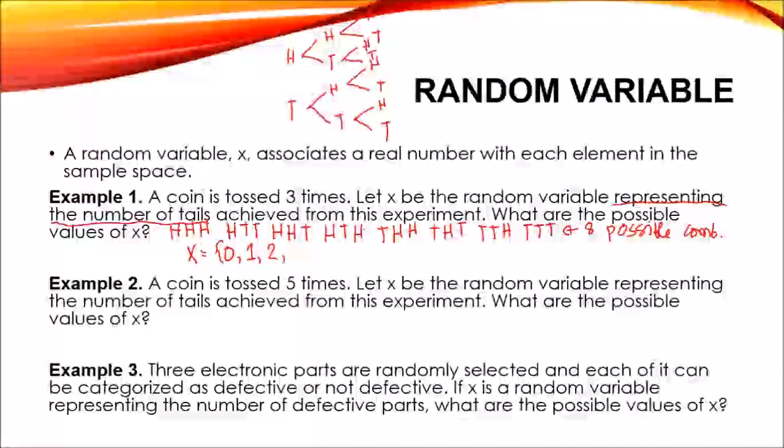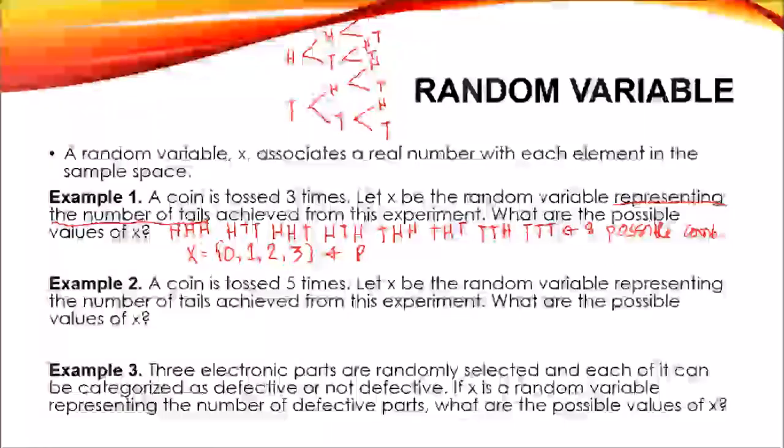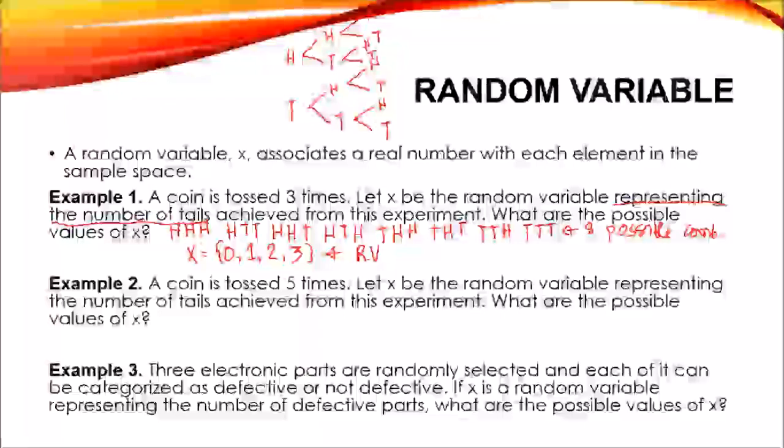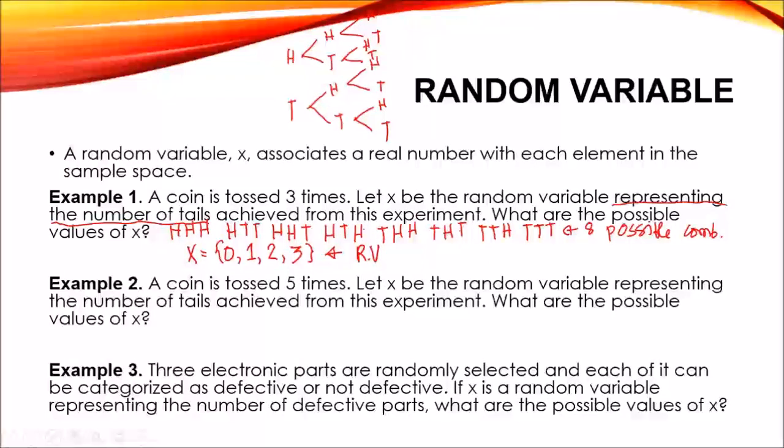In the other one, we have a random variable that consists of all tails. All that comes out in the experiment are tails. So we have TTT. So therefore, we have a random variable of 3. So these are our random variables, representing the number of tails achieved from this experiment. Okay, now we have example number 2.